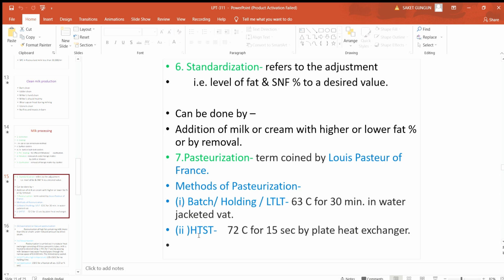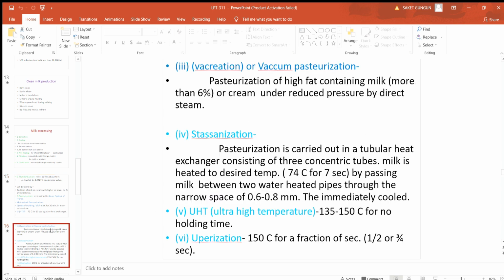Another method is the high temperature short time method. In this method, milk is heated at 72 degrees Celsius for 15 seconds by a flat heat exchanger. Bactofugation or vacuum pasteurization. Pasteurization of milk containing more than 6% fat, or cream, under reduced pressure by direct steam. Stassanization. Pasteurization is carried out in a tubular heat exchanger consisting of 3 concentric tubes.